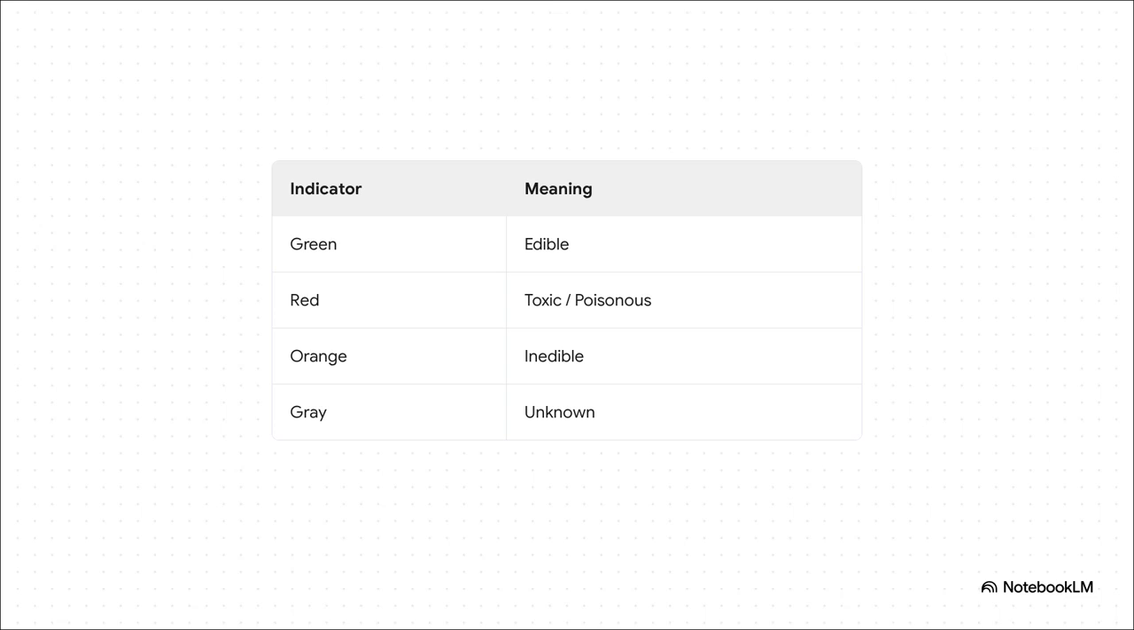And that safety-first thinking is communicated instantly with a really simple color code. Green means edible. Red means toxic or poisonous. Orange means it's not going to kill you, but you definitely don't want to eat it. And gray means we don't know for sure. It's a visual language that screams risk level at you before you even read a single word.